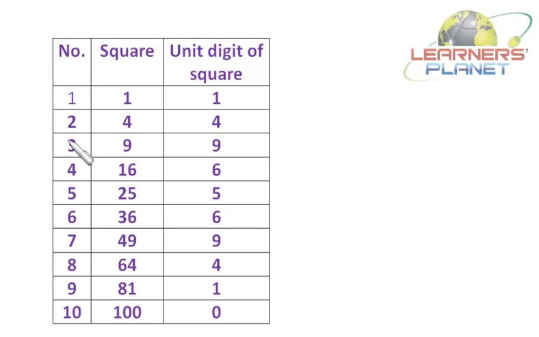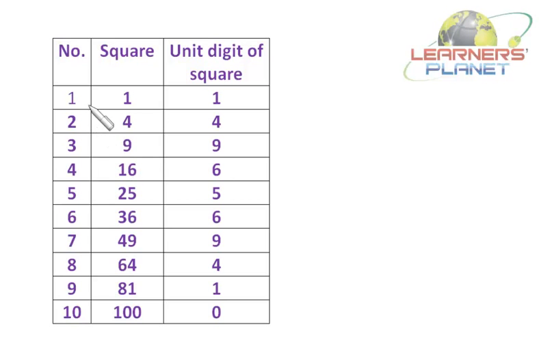Now, what is the unit digit of the square of 1? That is actually 1. The unit digit of the square of 2 is 4. For the numbers ending in 3, the square will end in 9. Similarly, I have mentioned the table over here. Just look at the table and you have to observe certain things.